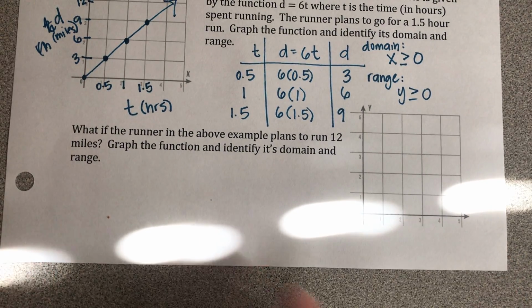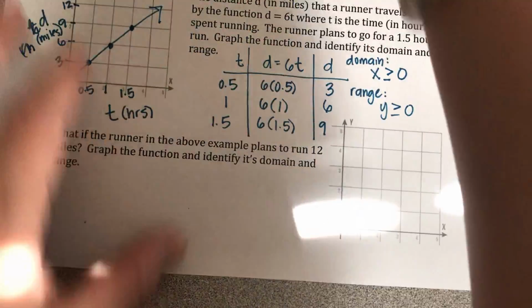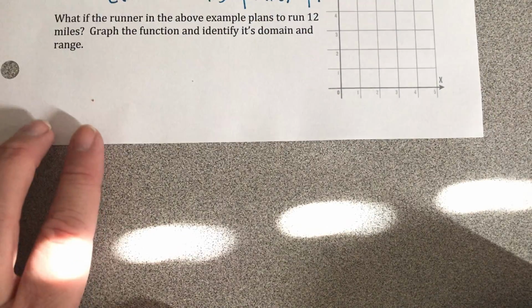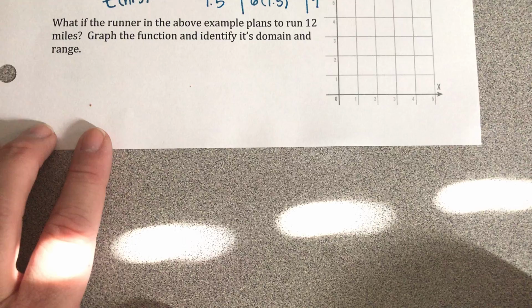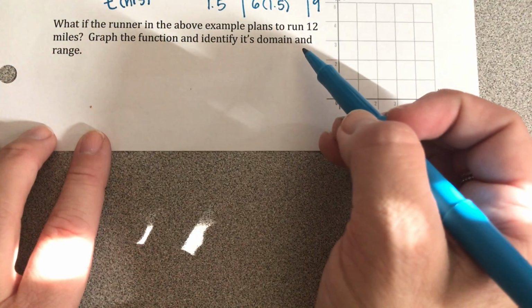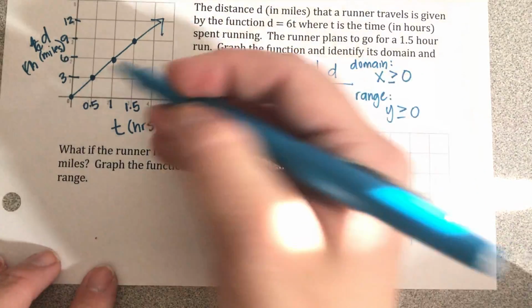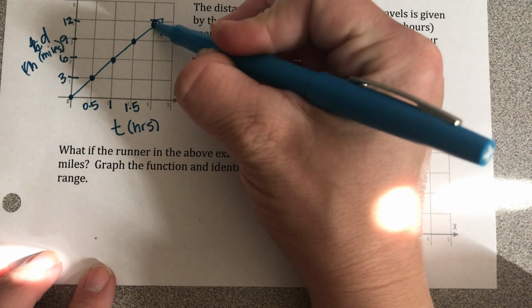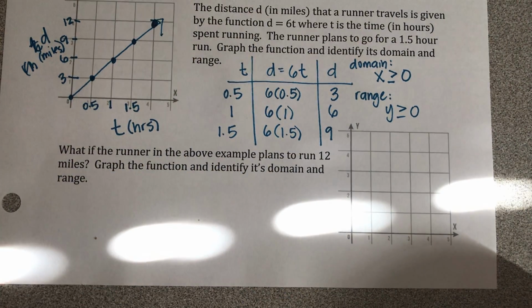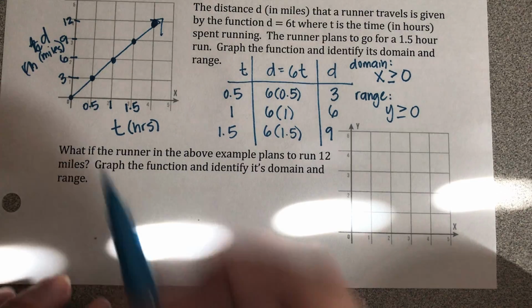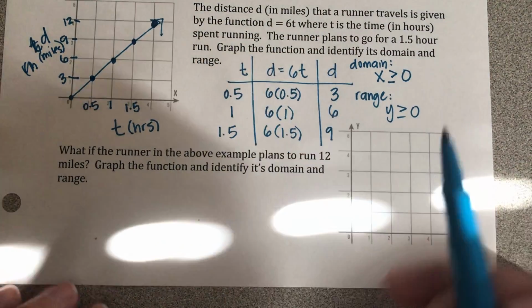Okay, and then it says, what if the runner in the above example plans to run 12 miles? Graph the function and identify its domain and range. Okay, well, we can actually come up here. We've already done it, right? That's where 12 would be. Okay, so this is the same function, and the domain and the range will be the same thing.